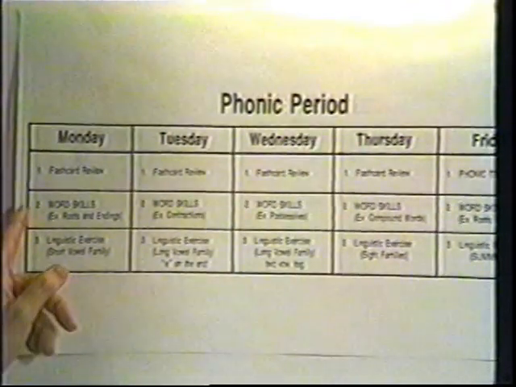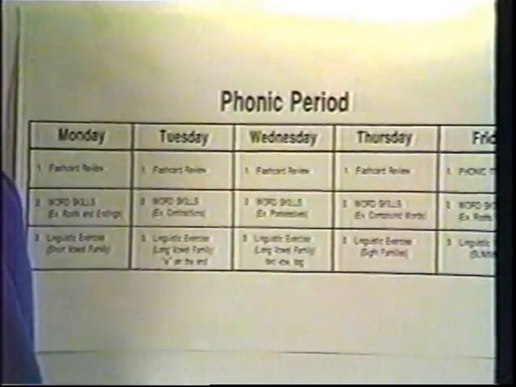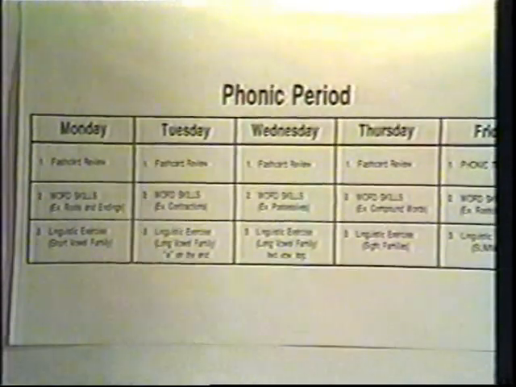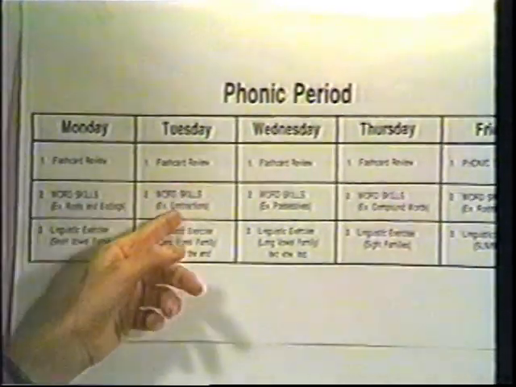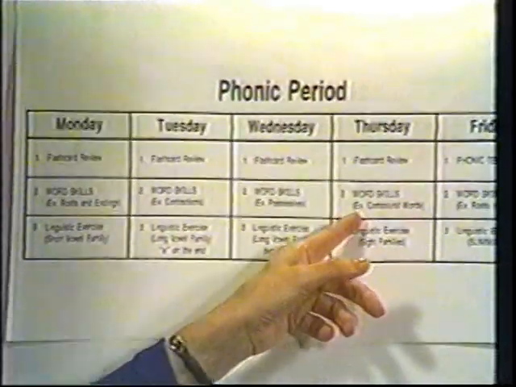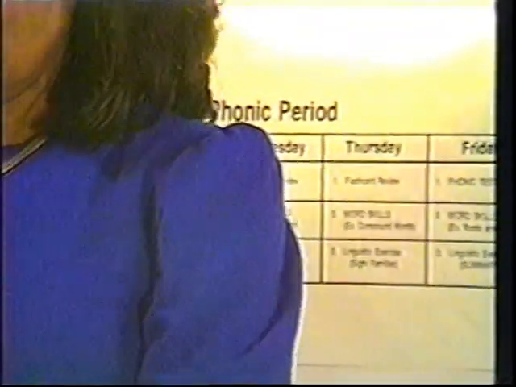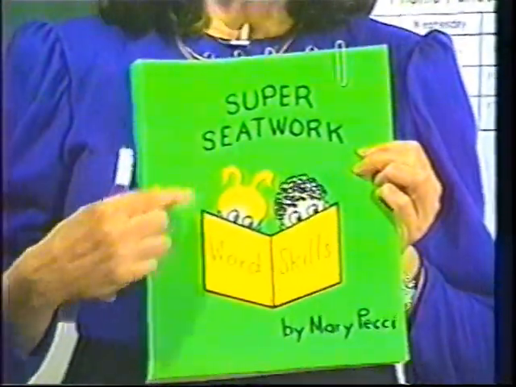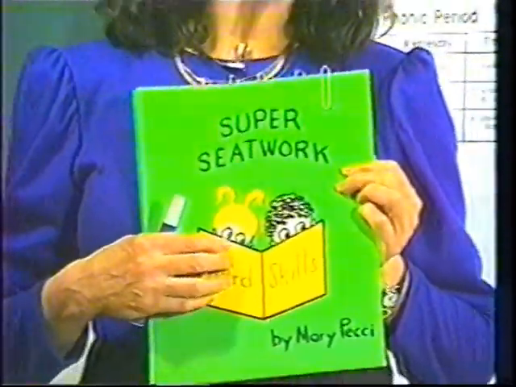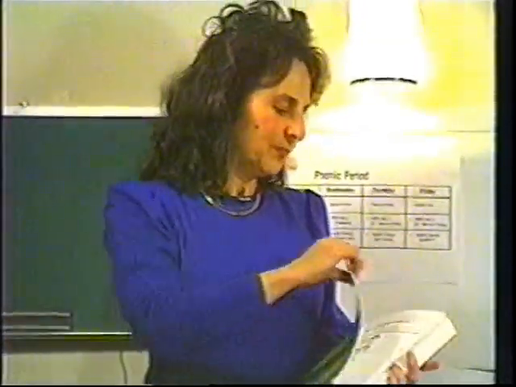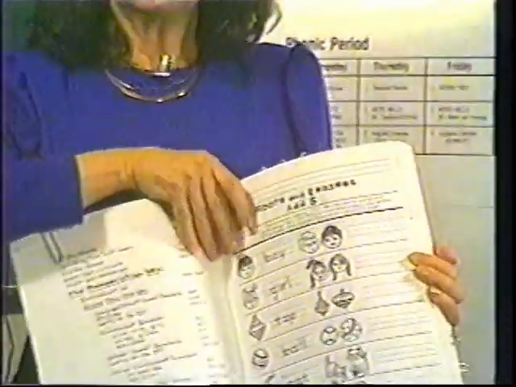Now, during the second part of the phonics period, since everything has been introduced, we're going to concentrate on word skills. For example, roots and endings, contractions, possessives, compound words, and any other word skills. Now, this book is called Super Seatwork Word Skills, and it has every possible word skill that you would ever need. Just to show you a few of these, this has words and endings.